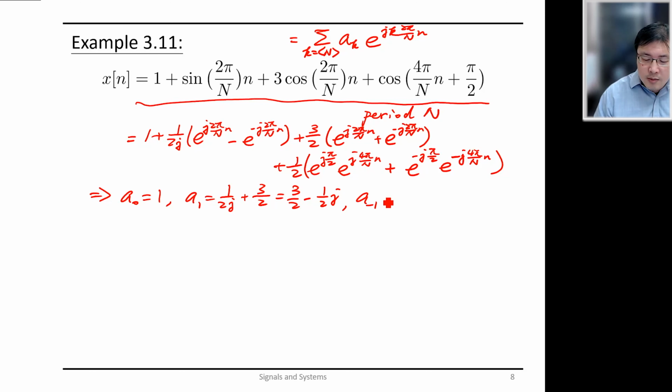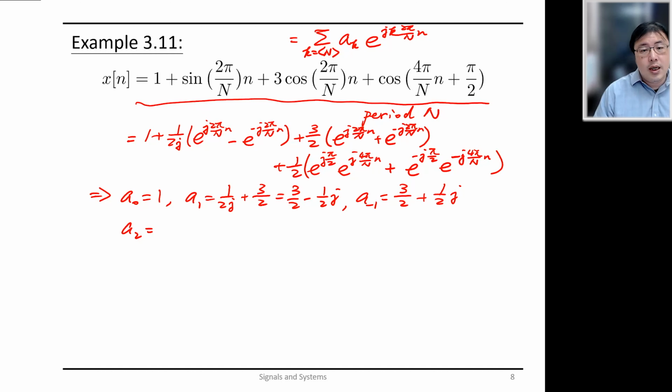Now for the term a_(-1), for k equal to minus 1, this corresponds to the term e^(-j 2π/N n), which appears here and here. Following similar procedures, we can write this as 3/2 plus 1/(2j).